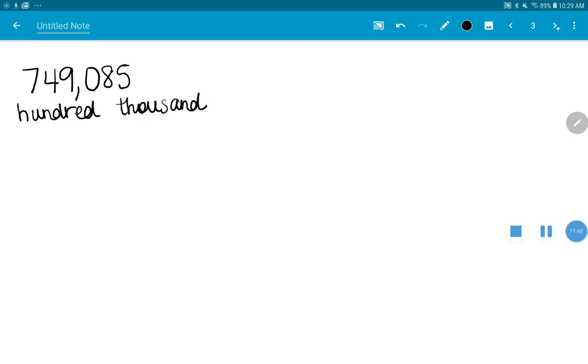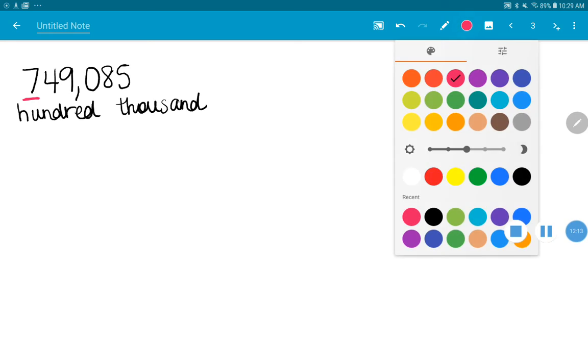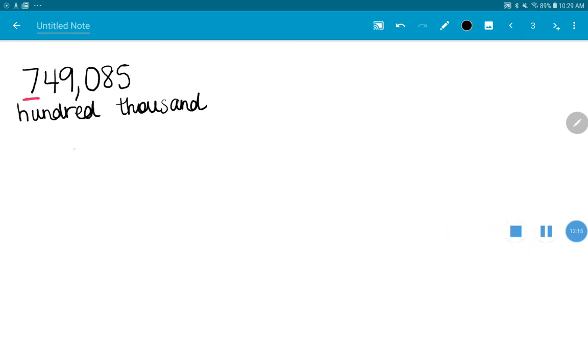I wrote 100,000 up here so we'd remember what we were rounding to. Underline the digit that's in the 100,000s place value. What digit do you have in the 100,000s? 7. Is there any larger place value? No. All right, so let's make our vertical number line.